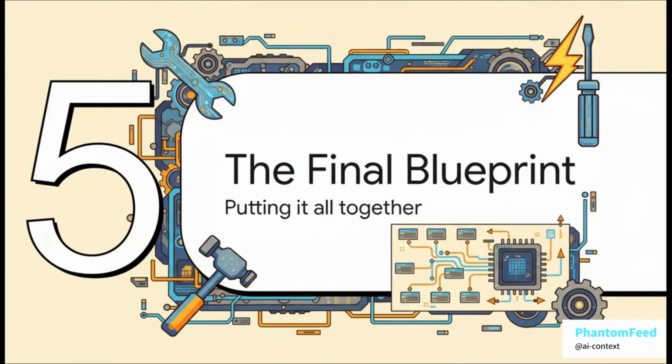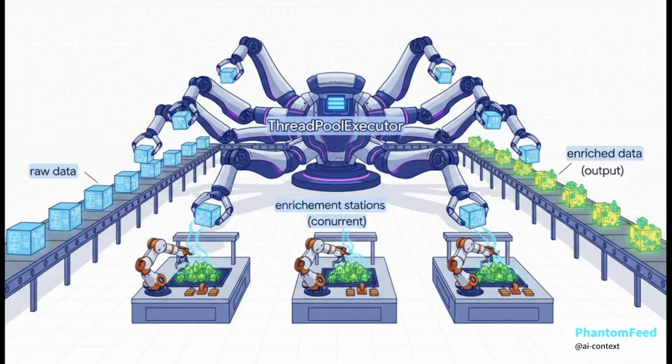Okay, so we've looked at all 4 tools in isolation. Now for the fun part. Let's put it all together. Theory is one thing, but let's see how these concepts actually work in harmony to build a real, robust data processing pipeline. So, step 1, we hit it with concurrency to fix the speed problem.